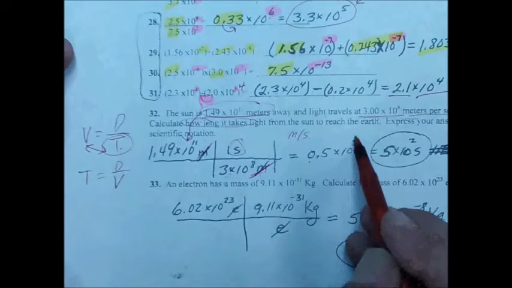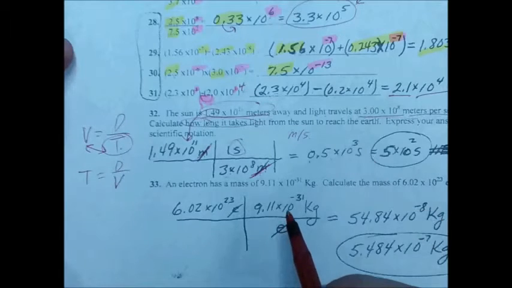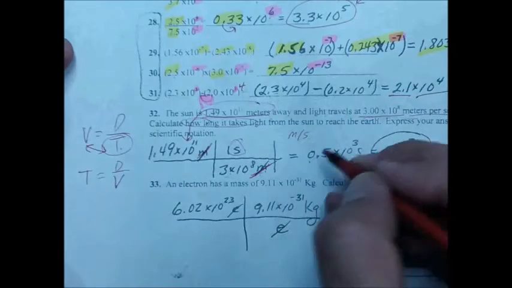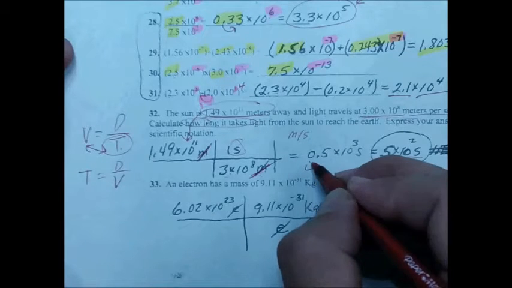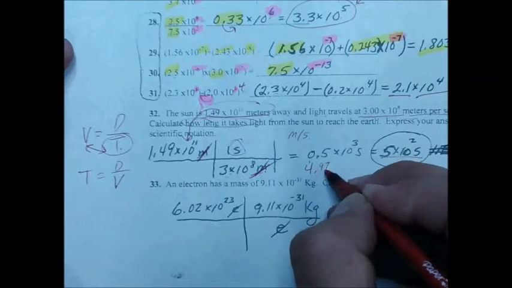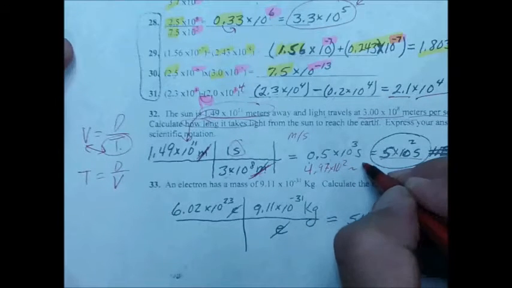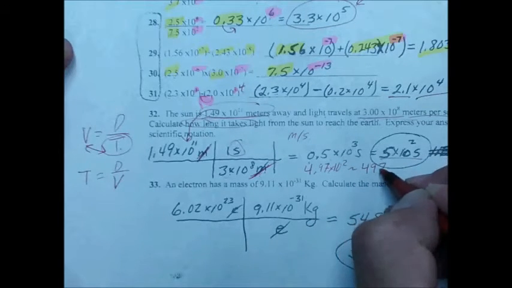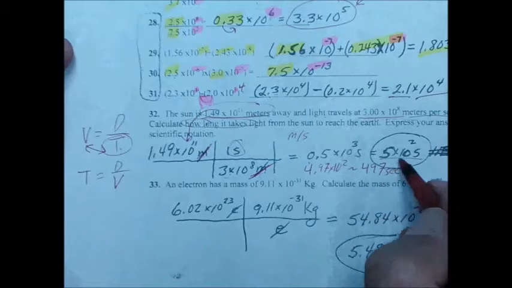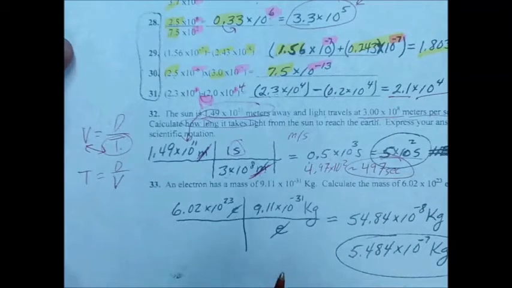0.5 times 10 to the 3 seconds is the same as 5 times 10 to the 2 seconds. If I remember my math correctly, this was 4.97 times 10 to the 2, which is 497 seconds. If you want to take that further, you can divide by 60 and you get a little over 8 minutes. So it takes 8 minutes for light to reach the Earth from the sun. Just over.